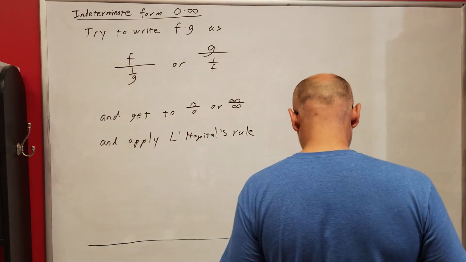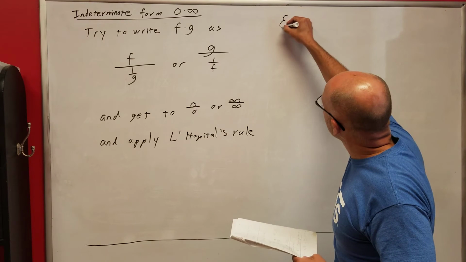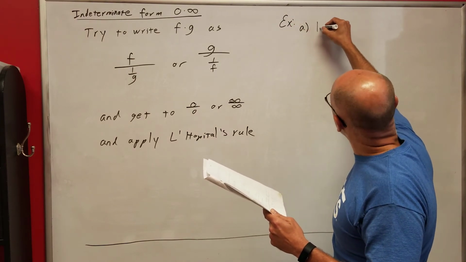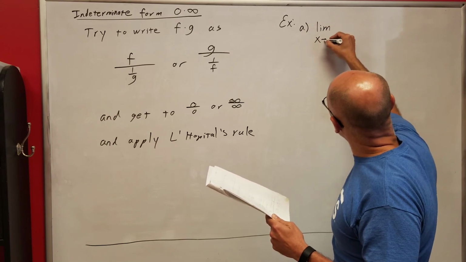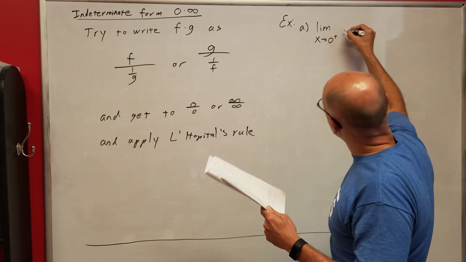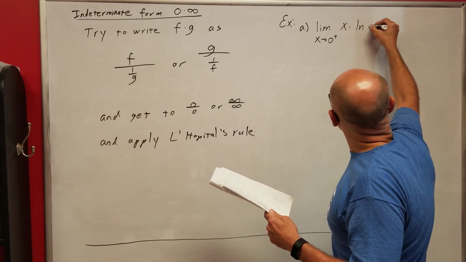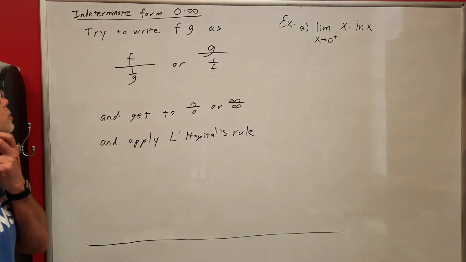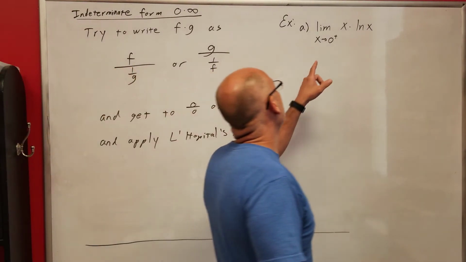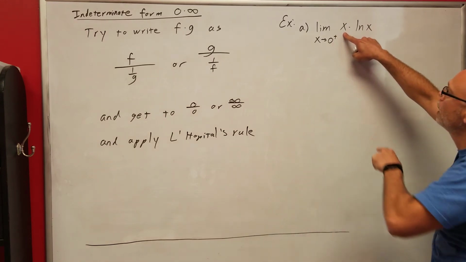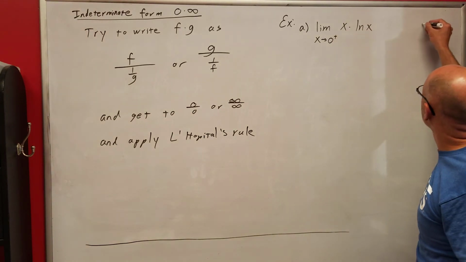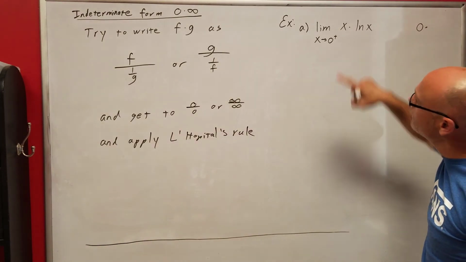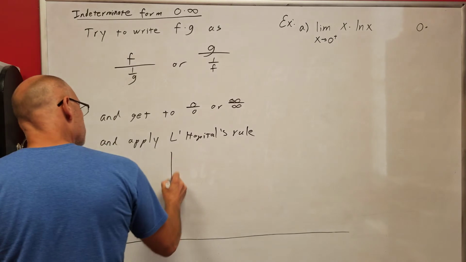All right, let's see. Suppose we have an example and it wants us to evaluate the limit as x approaches 0 from the right of x times the natural log of x. All right, what's going on here? As x approaches 0 from the right, this part approaches 0, right? Times, what does this thing approach? Oh man, I can't remember. Think about the graph of that thing. Y'all know what the graph looks like.